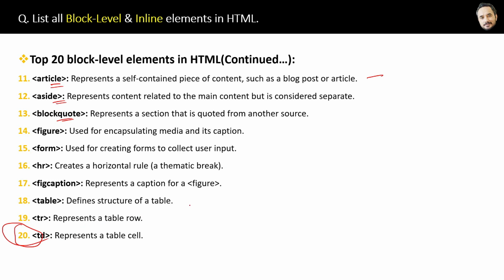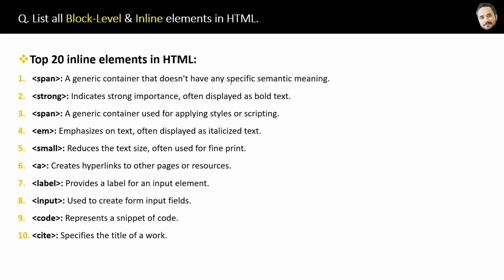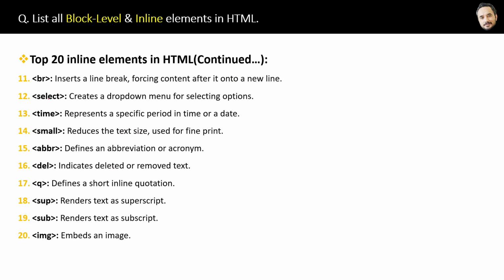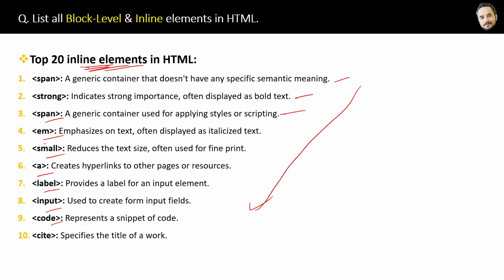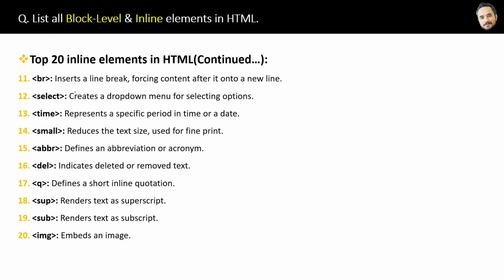Similar to the list of block elements, here is the list of 20 inline elements in HTML, and the simplest one-line summary of each element, which is very easy to understand and even remember. You can go through it at your own speed. Okay, so most of them, especially the most important ones, I already covered in this course. Strong, span, emphasis, small. Okay, after this there are 10 more. Break, select, time, small. So all these are inline elements in HTML. That's it.